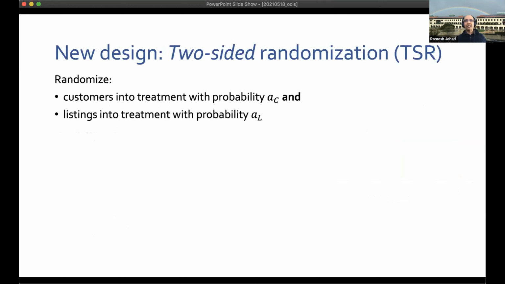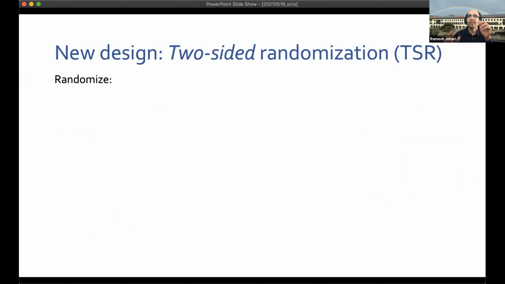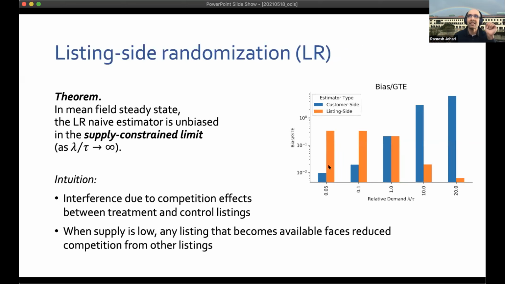Okay, so with the last few minutes that I have, I'm going to talk about a new design, two-sided randomization, that's inspired by the plot on this slide. You can see that CR and LR exhibit advantages in different regimes of market balance. And maybe I should just highlight here for a second. I opened this talk by saying that it was important to us to use this model to understand structurally, qualitatively, what features of the market impact bias of typical experimental approaches.